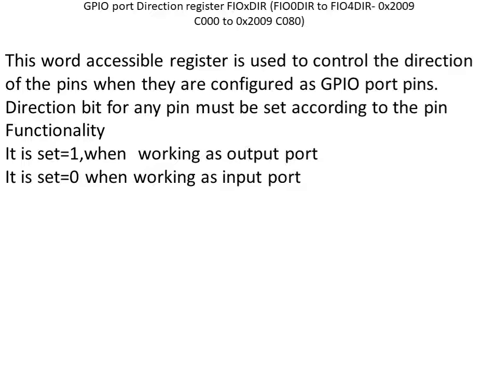This is a word accessible register and it is used to control the direction of the pins when they are configured as general purpose input output port pins. Again, how are you setting it? If it is equal to 1, then that particular port is acting like an output. If it is 0, then it is acting like an input. Here we want to send the signal from the microcontroller to the CRO, so we are making port 0 bit 4 to port 0 bit 11 output ports for the DAC.